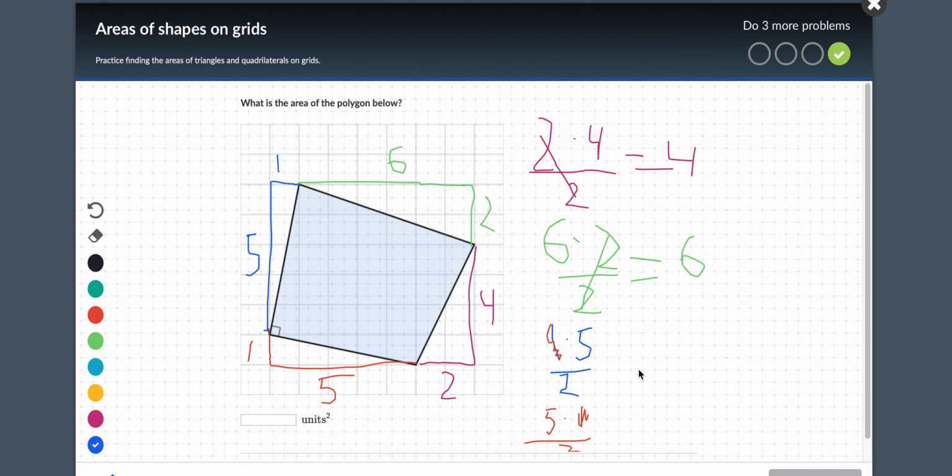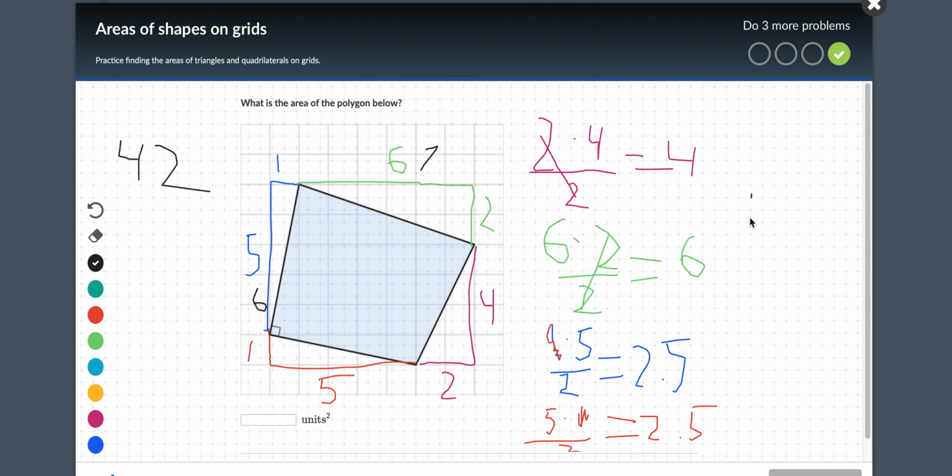And then the blue triangle, when 5 is divided by 2, we get 2.5. And finally, this last triangle, 5 divided by 2, equals 2.5. Oh, and I forgot to get the length and width of the entire square. So 1, 2, 3, 4, 5, 6 times 1, 2, 3, 4, 5, 6, 7. When you multiply those two together, you get 42.